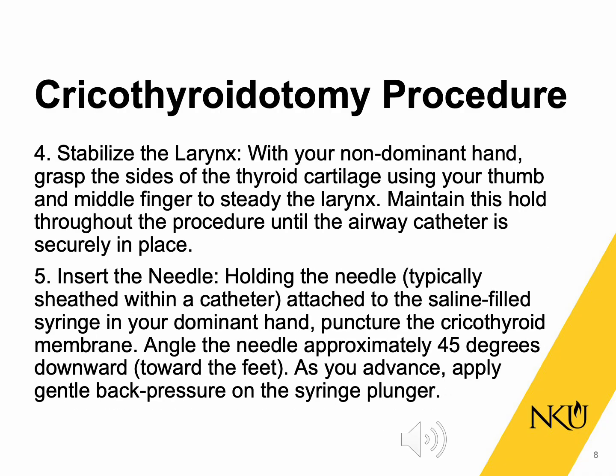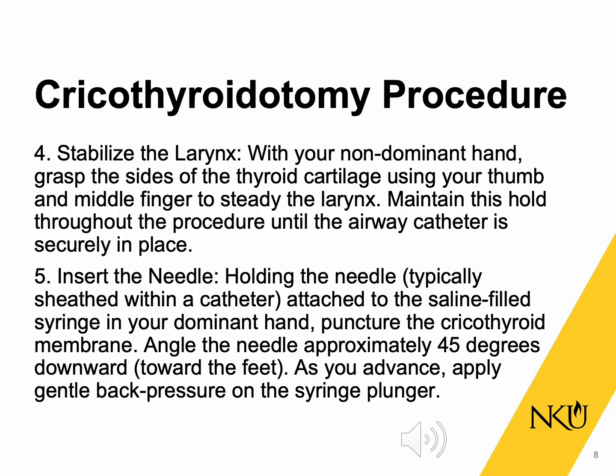Next, you are going to stabilize the larynx with your non-dominant hand and grasp the sides of the thyroid cartilage using your thumb and middle finger to steady the larynx. You should maintain this hold throughout the procedure until the airway catheter is securely in place. Next, you will insert the needle and puncture the cricothyroid membrane. Angle the needle approximately 45 degrees downward toward the feet.